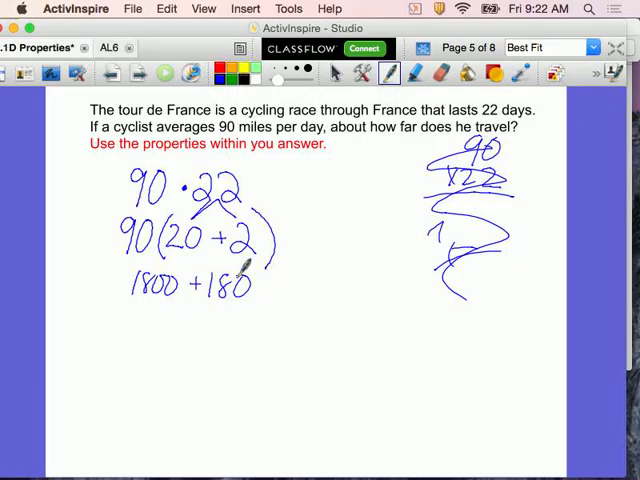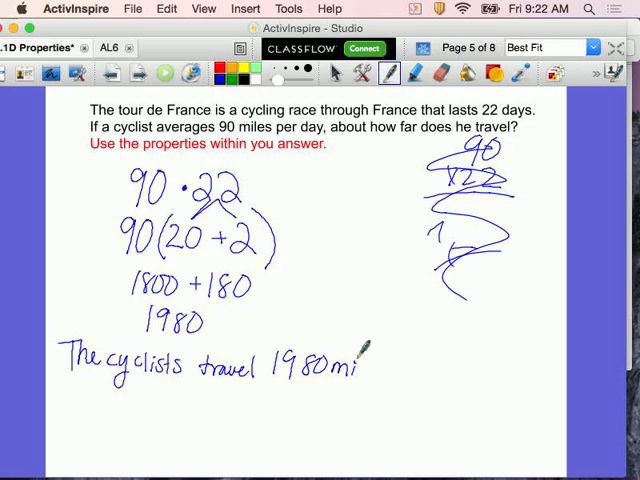And then you can add those numbers together, which is 1,980. Okay, and then you can go ahead and write your answer. So how far do they travel in the Tour de France? Oh my goodness. So the cyclists travel 1,980 miles.